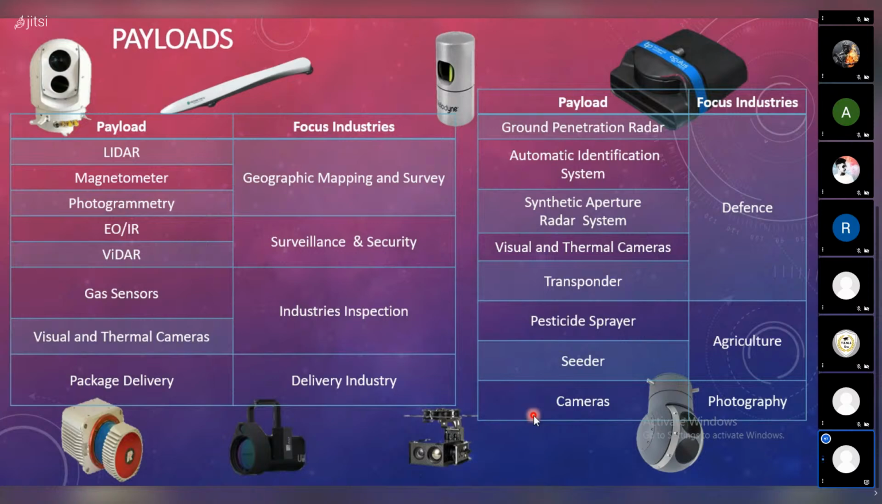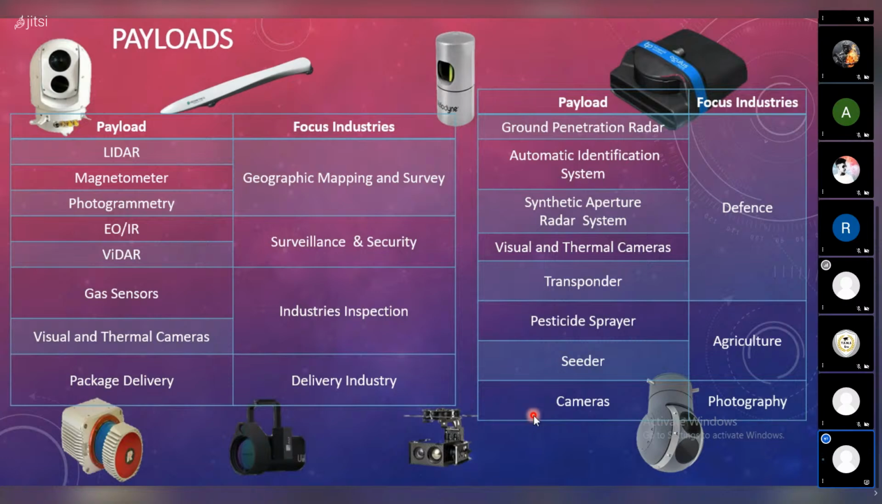For example, if you want to do photography, you will put a camera. If you want to do some surveillance, you will put advanced cameras, maybe thermal cameras or something of that sort. If you want to save a person's life, you will put a life jacket or something of that sort in that drone. If you want to deliver some pizza from one place to the other, you will fit a pizza box in your drone and then send it from one place to the other.